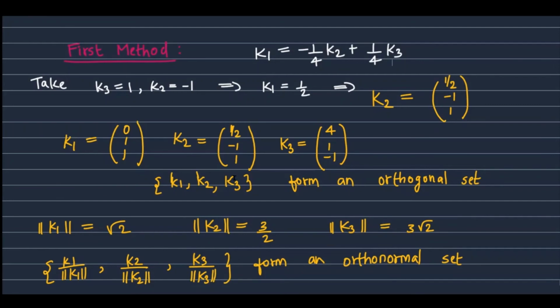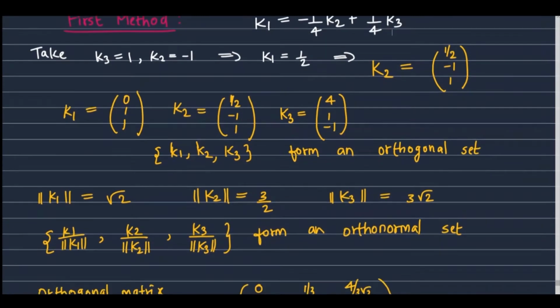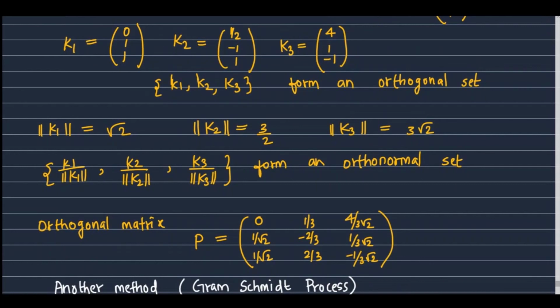If we divide these vectors by their norm, we will get a set of vectors whose norm is 1 and as well as they are orthogonal. So we got an orthonormal set. And from the previous theorem, we know that we can construct a matrix with these as columns and we will get an orthogonal matrix. So orthogonal matrix P is k1 by norm k1.